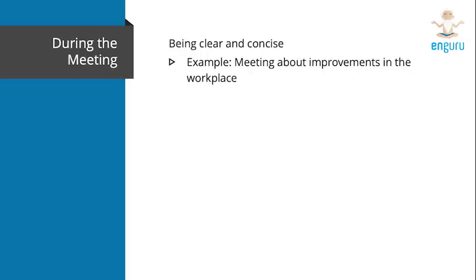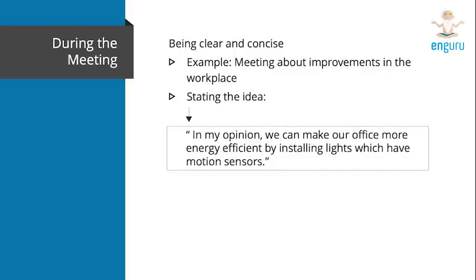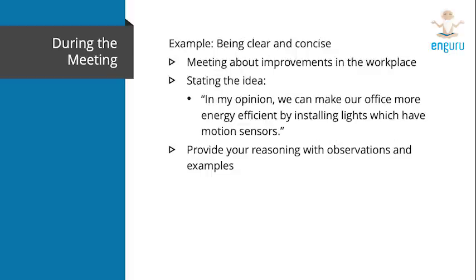For example, if the meeting is about ideas to improve your workplace to make it more energy efficient and eco-friendly, you can present your idea in the following manner. In my opinion, we can make our office more energy efficient by installing lights which have motion sensors. And then go on to provide your reasoning. We have noticed that people often forget to switch off lights before leaving the office, which results in wastage of electricity. Motion sensors would ensure that the lights get switched off automatically when a room is empty.